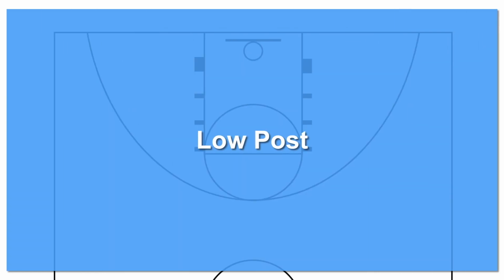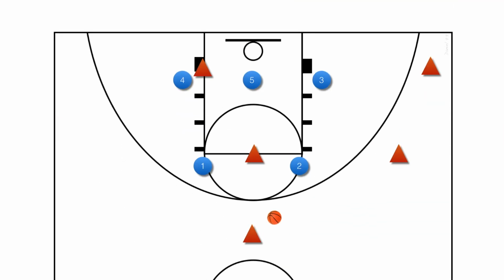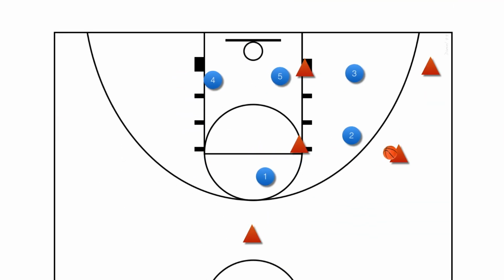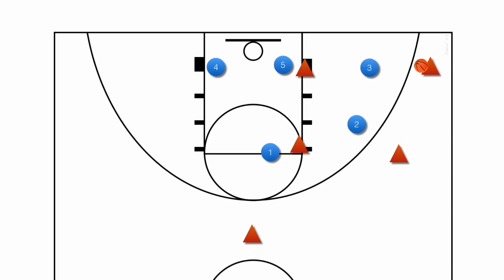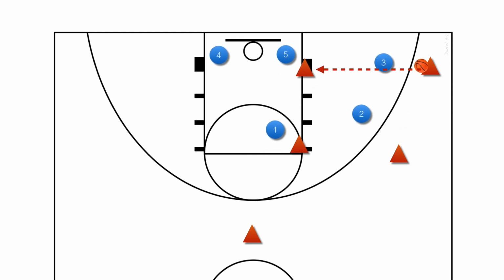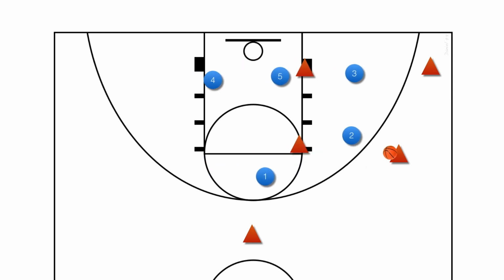Defending the low post in the 2-3 zone. Against a 2-3 zone, a low post entry pass will likely come from the wing, from the corner, or from the high post.